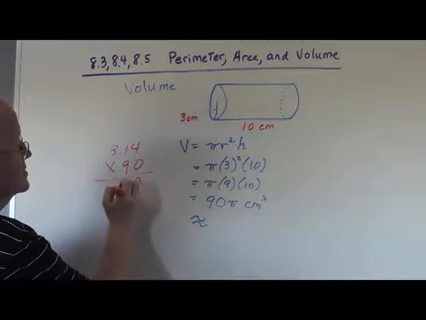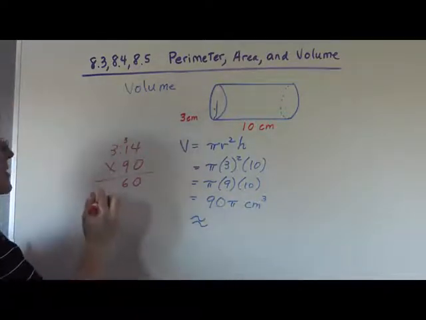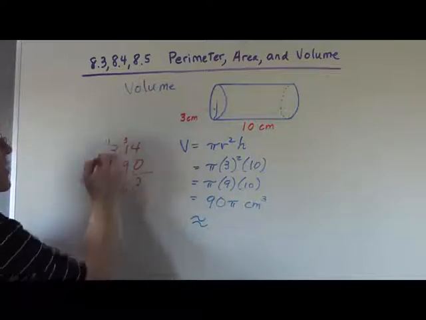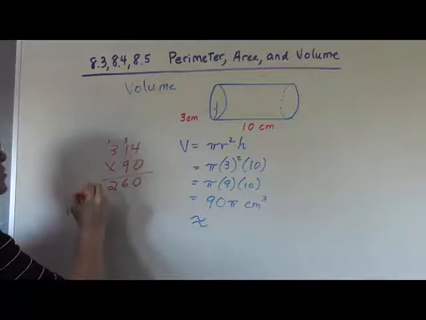9 times 4 is 36. Put the 6 down, carry the 3. 9 times 1 is 9, plus the 3 we carried is 12. Put the 2 down, carry the 1. 9 times 3 is 27, plus the 1 we carried is 28.